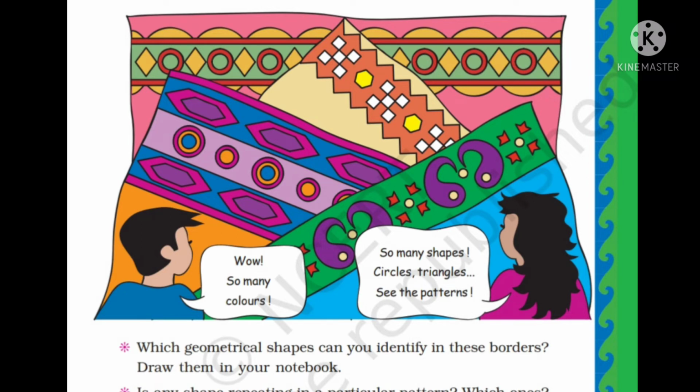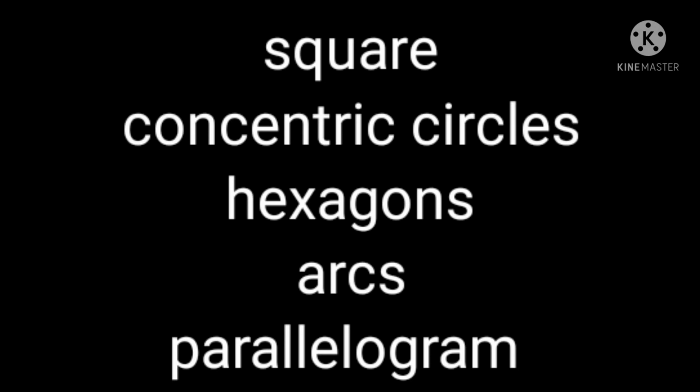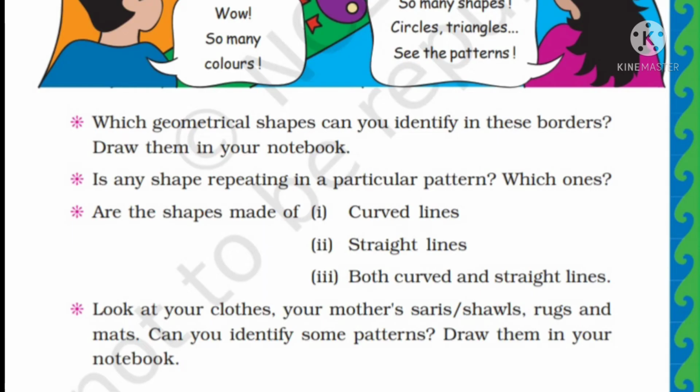Which geometrical shapes can you identify in these borders? Draw them in your book. What are the shapes you can see on the borders of these rugs? You can see a circle, a square, a hexagon, right? Concentric circles we can see. Write all these things in your notebook. Square, concentric circles, hexagons, arcs, parallelogram are some of the shapes that we can see in these borders.